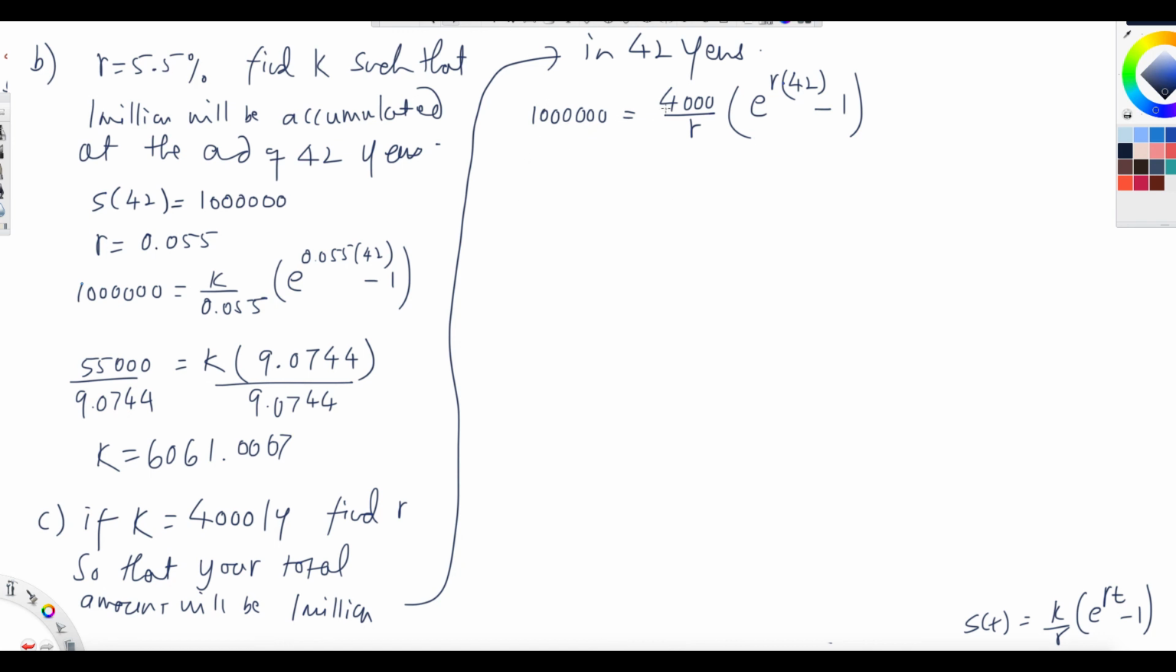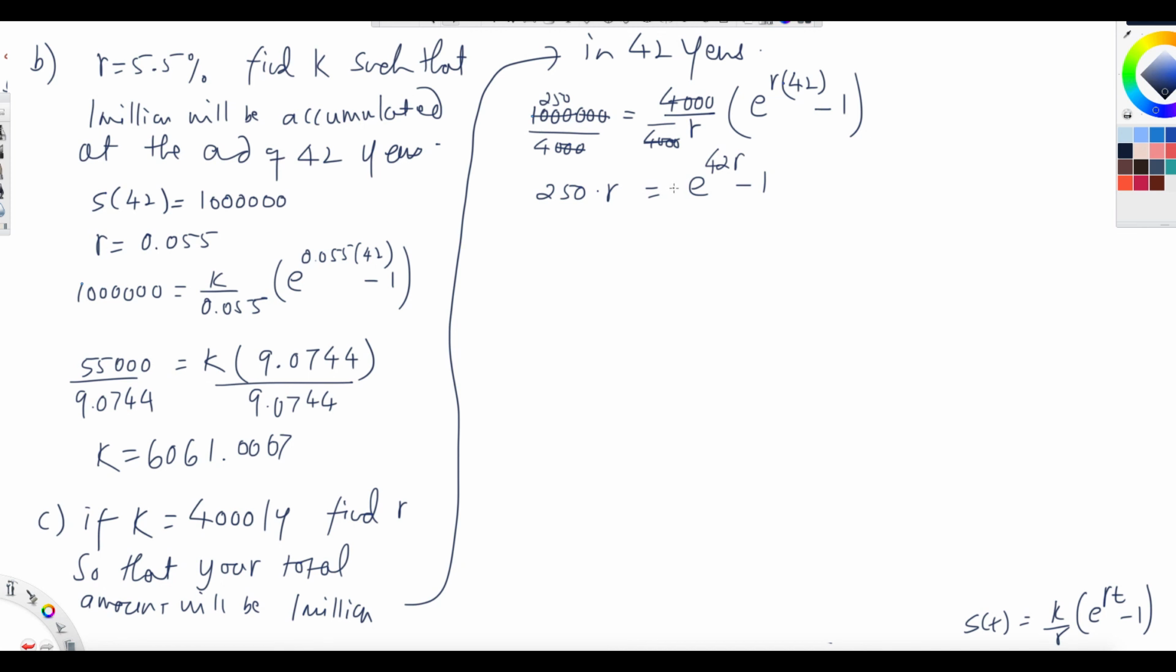Let me divide by 4,000 on both sides first. So 4,000 divided by 4,000 cancels out, and 1 million divided by 4,000 is 250. So you get 250 times r, as I multiply both sides by r, equals e to the 42r minus 1. Okay, so this is very hard to solve.